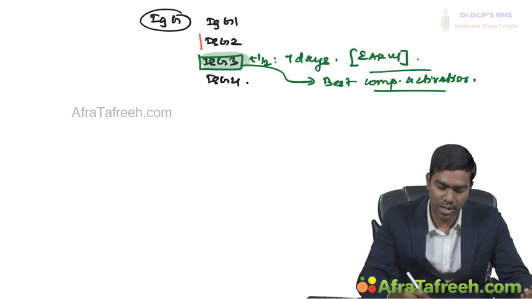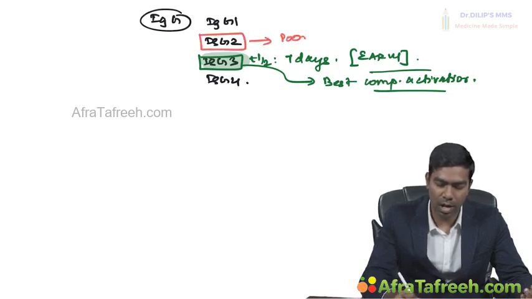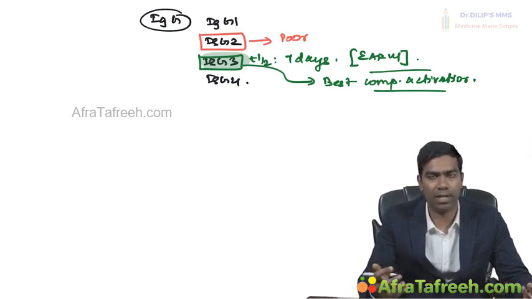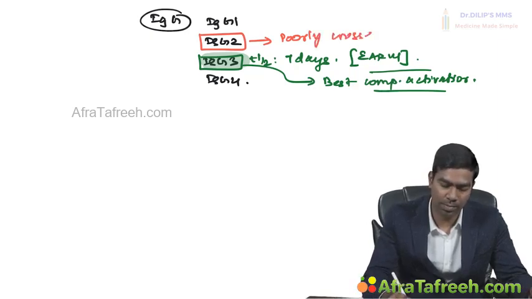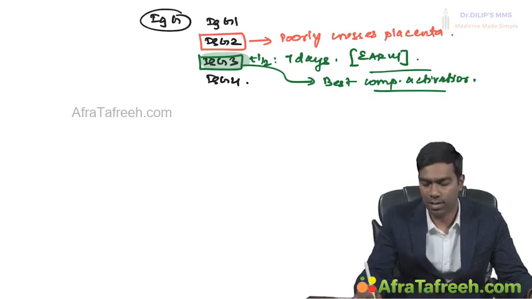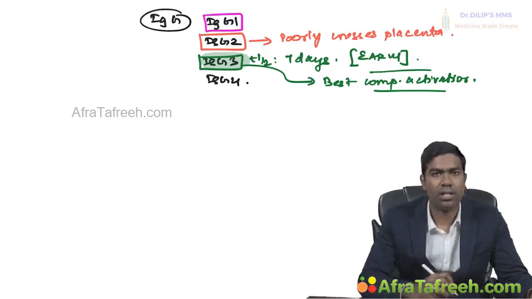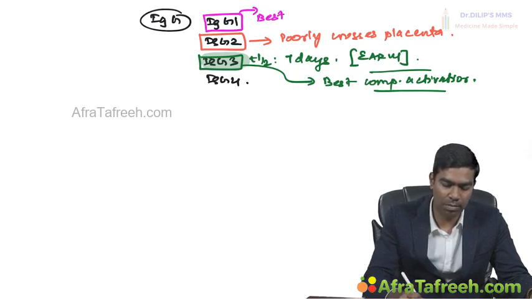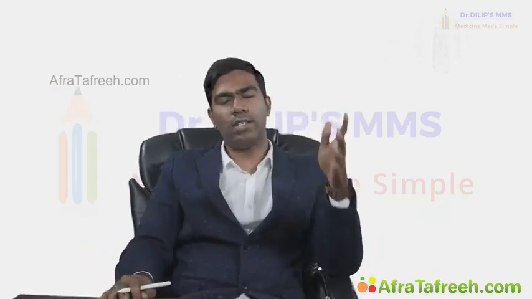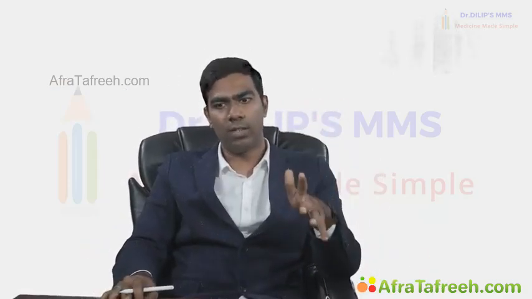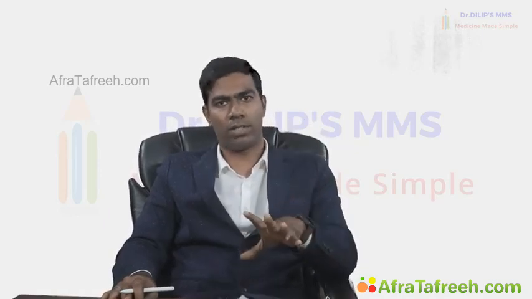Similarly, if you ask about IgG2, IgG2 is the one that poorly crosses the placenta. Similarly, IgG1 is the one that has the best phagocytic binding ability. Very important points. Very simple. I told you IgG1, best phagocyte binding ability. IgG2, among all the antibodies, is the one that poorly crosses the placenta.